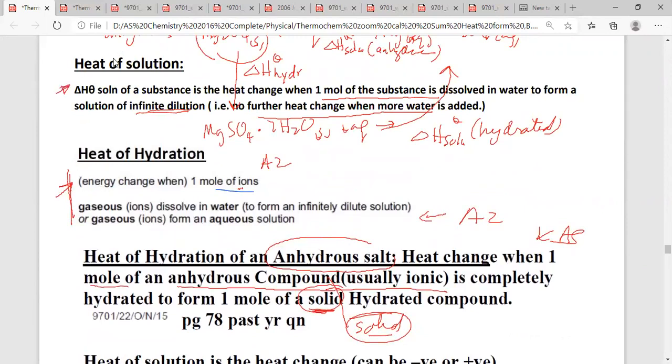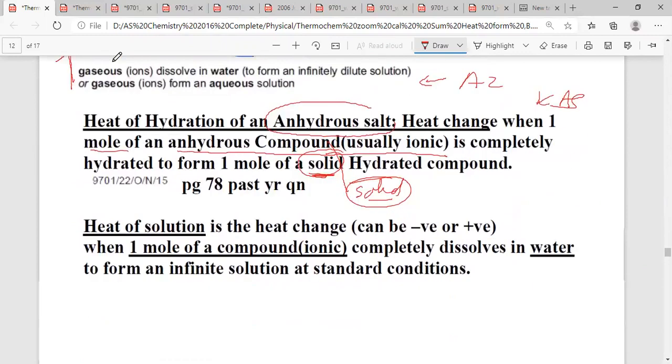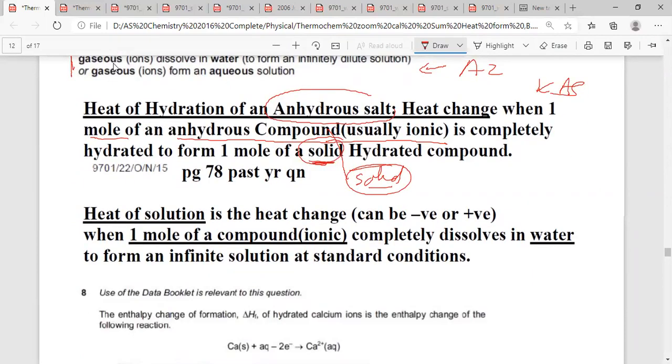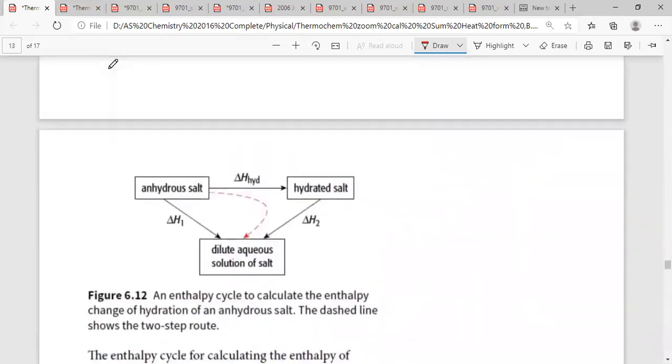This is your marking scheme. 1 mole of the substance dissolved in the solution to form infinite dilution. Same here: when 1 mole of the compound is dissolved completely to form infinite dilution. Okay, external conditions. I'm going to show you the question here. I did it already. Now this is from a book.